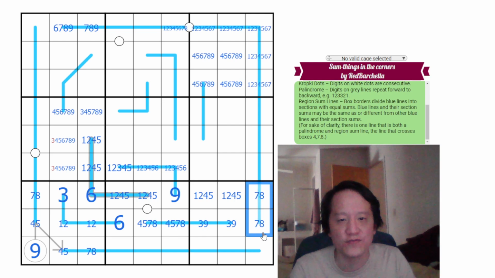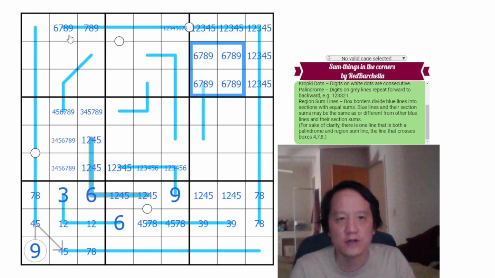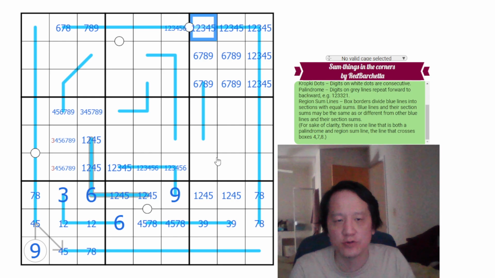So we know this is 7 and 8. So that has to be 15, which means this has to be 1 through 5. So no 1 through 5 here. This can no longer be 9 because it has to add up to 15. This can't be 6. This can't be 7 or 8 anymore because that has to be 1 through 5. This is 7 or 8. This is 7 or 8.